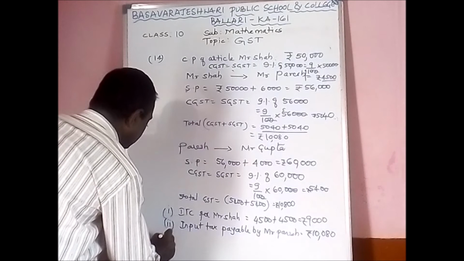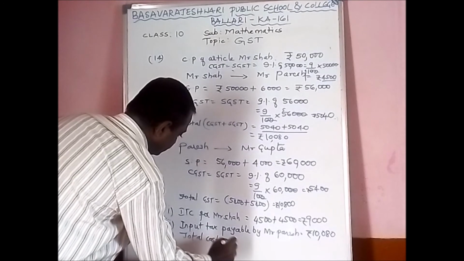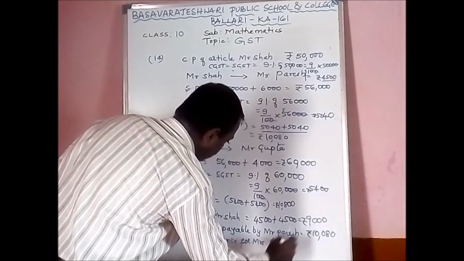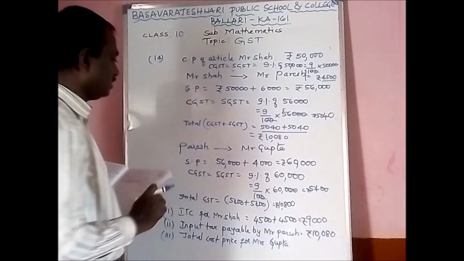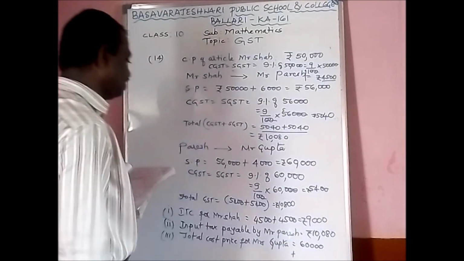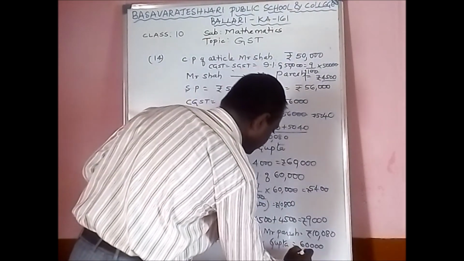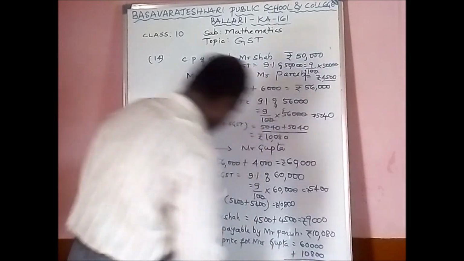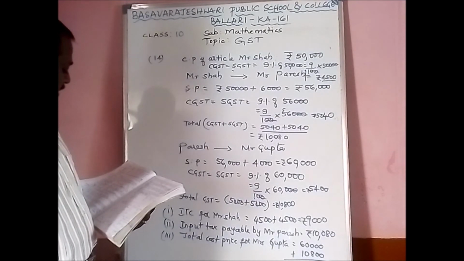Next, total cost price of the article for Mrs. Gupta. So total cost price for Mrs. Gupta is how much? That is 60,000 cost plus GST. Mrs. Gupta has to pay 10,800. So total 70,800.